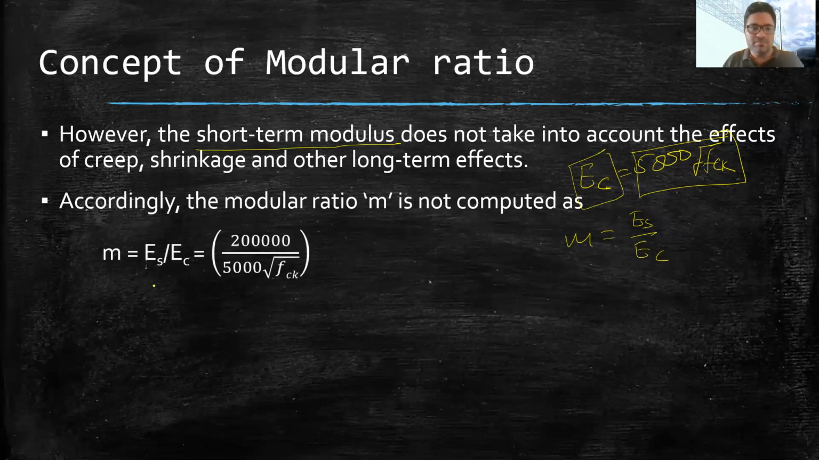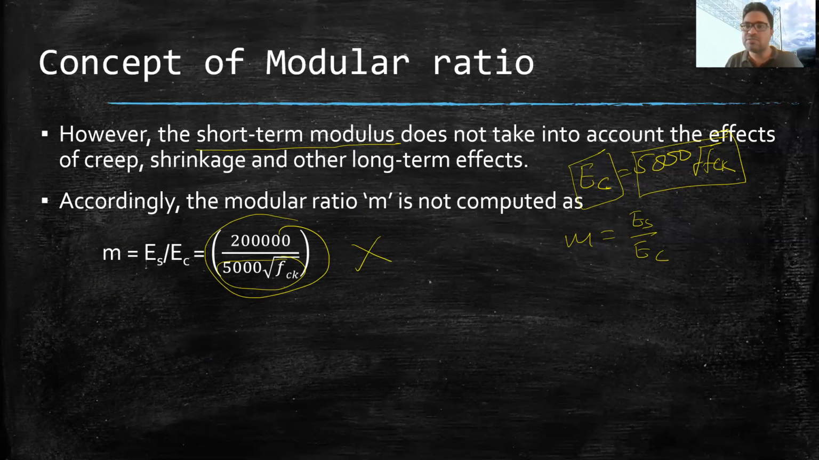Technically, M should be calculated by this value, but this term is not taking the long-term effect of the concrete into account. So that is why we don't use this formula to get the value of M.